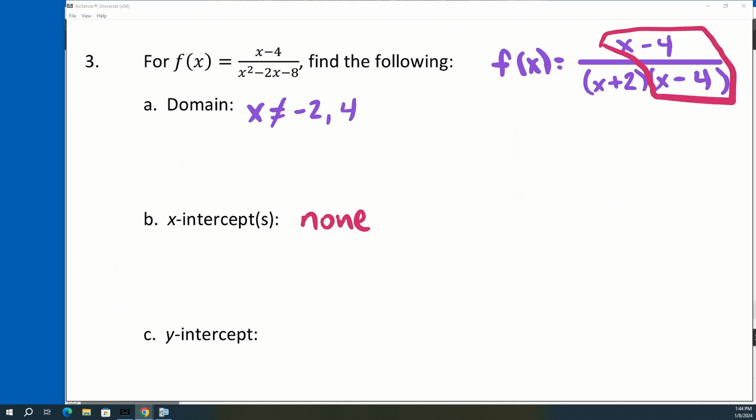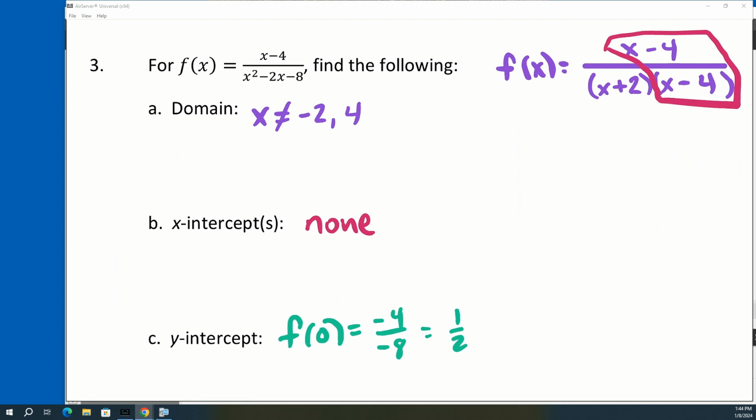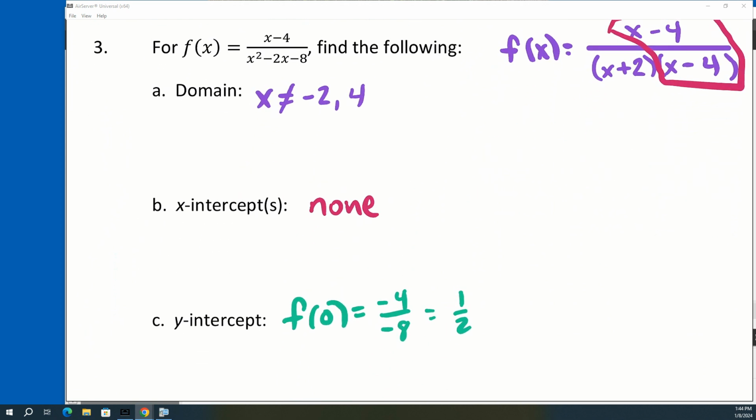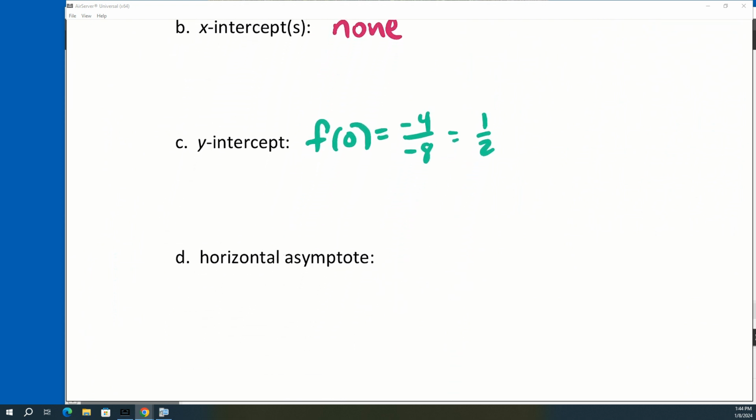All right, and then for our y-intercept, we're going to make all those x's zeros. And that leaves us with -4 over -8, or positive 1/2. And then for the horizontal asymptote, what do you notice about the degrees? The numerator degree is less than the denominator. So, Xavier, this is your time right here. Y equals 0. Yes.